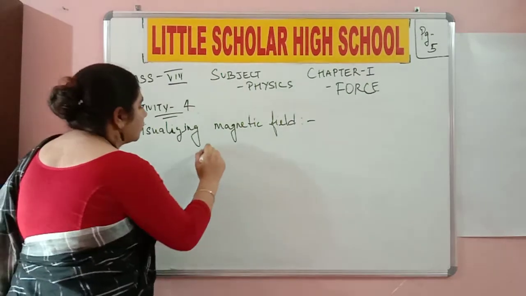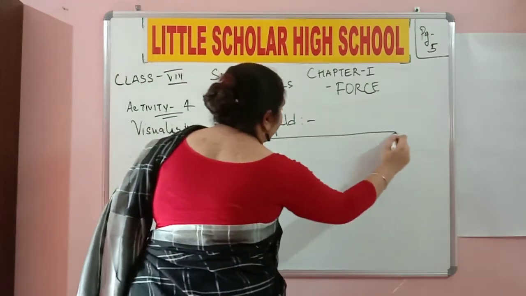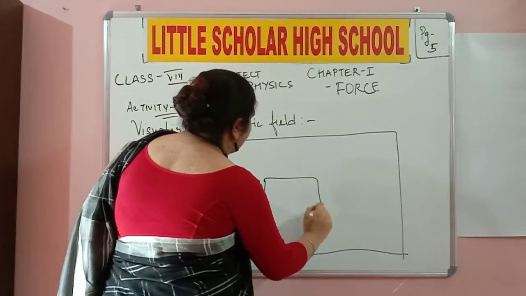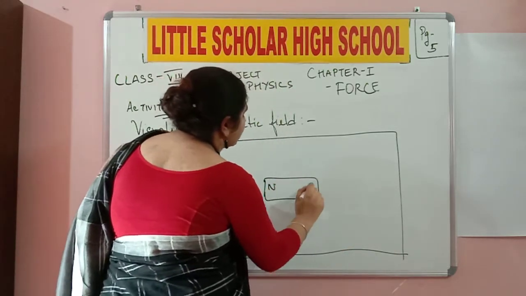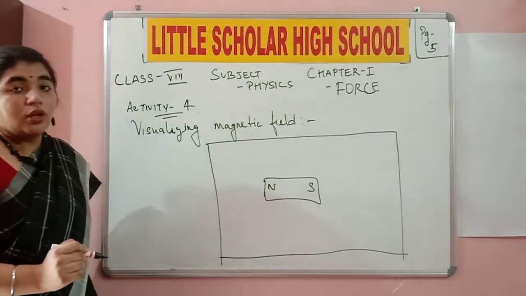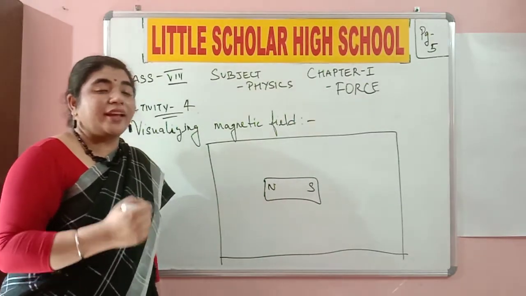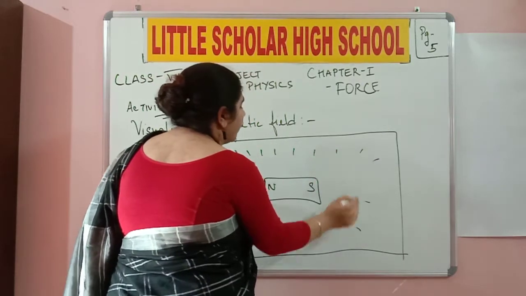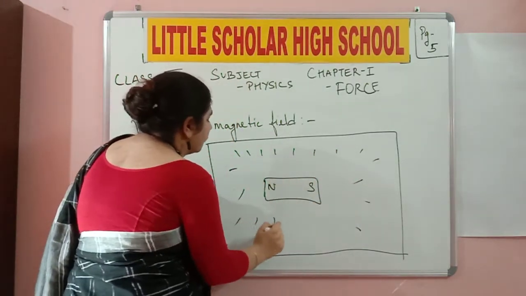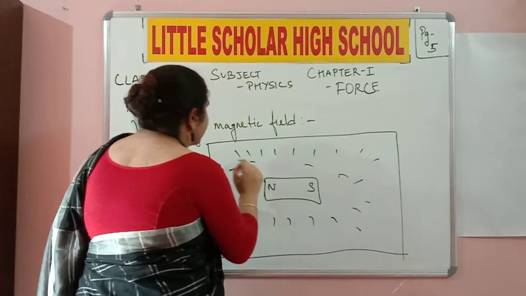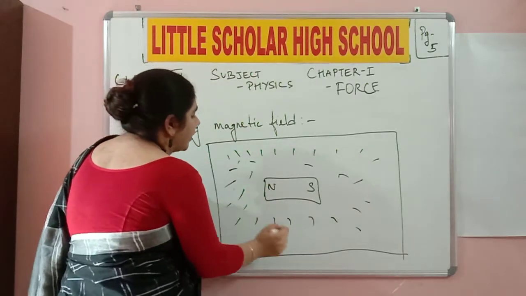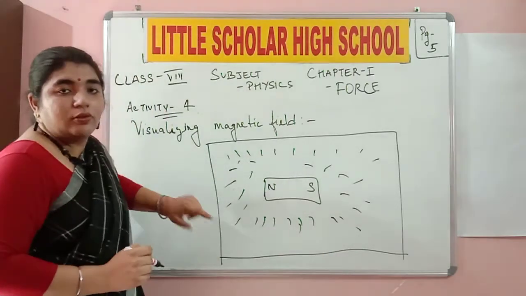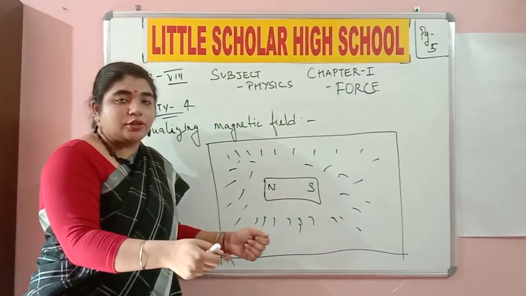Here we are going to take a big white sheet of paper and I am going to place a magnet on it. The magnet has two poles, north and south. What do I do now? I place some iron filings on my white sheet of paper. Once I place the iron filings on the white sheet of paper, after some time I'm going to tap wherever I place the white sheet of paper.